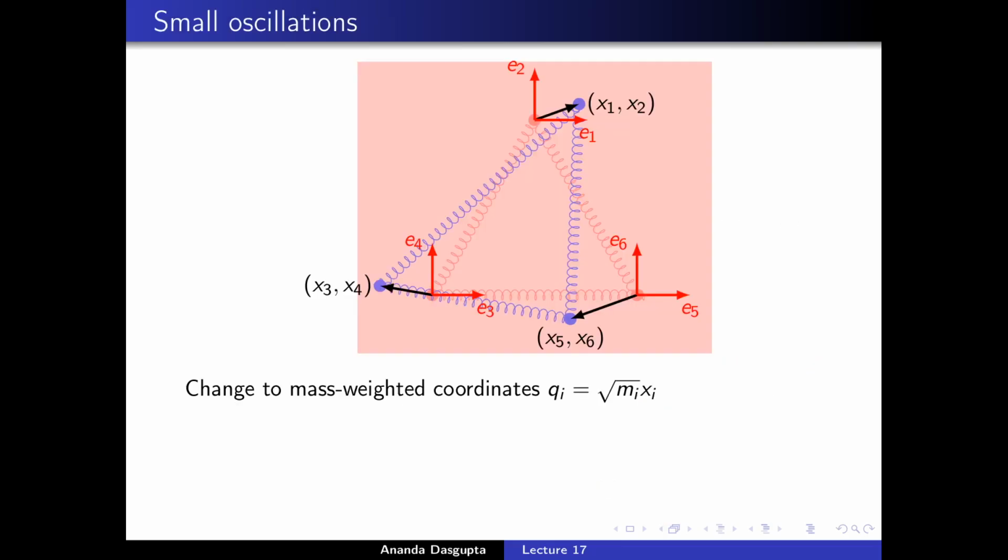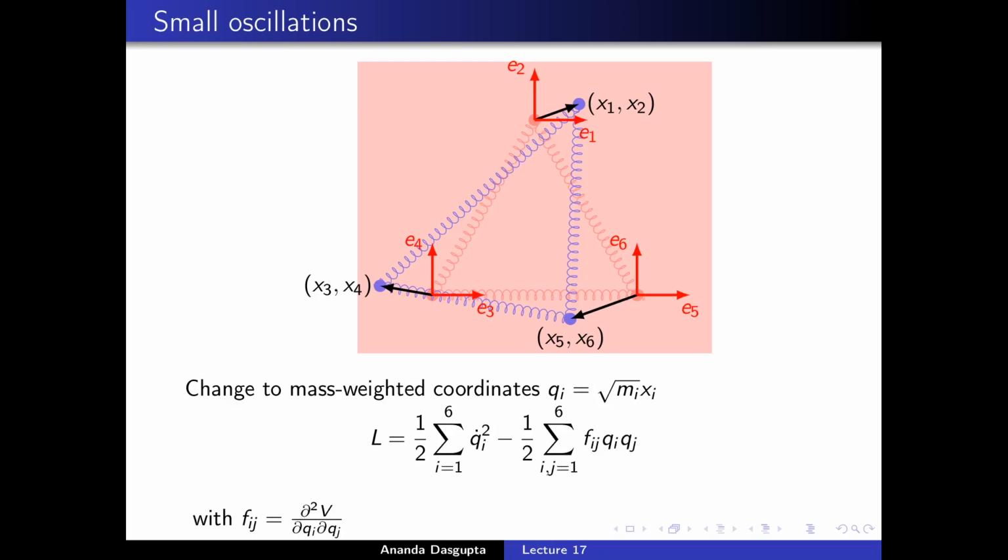Now, it will be much simpler if we changed our coordinates to mass weighted coordinates, where we absorb the square root of the mass inside the coordinate itself. So q_i is root m_i x_i. The advantage that this gives us is that now the kinetic energy term simplifies a lot, because q_i dot squared is simply m_i x_i dot squared. So the kinetic energy term simply becomes half of the sum of q_i dot squared. That's the first term in the Lagrangian written here.